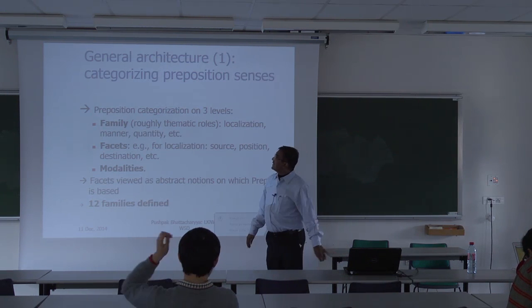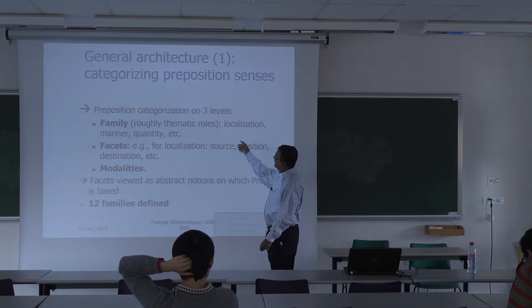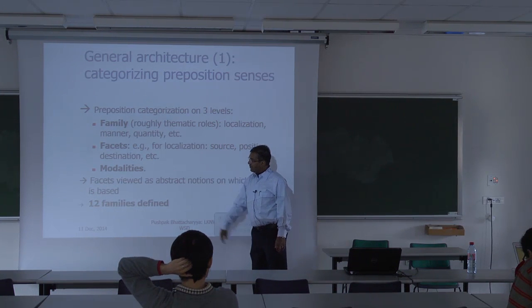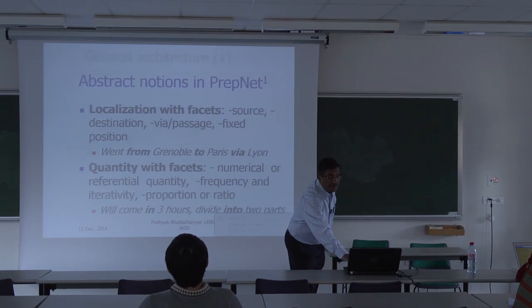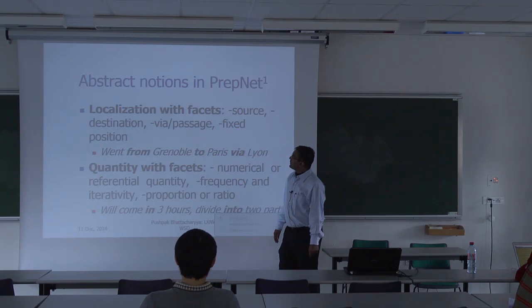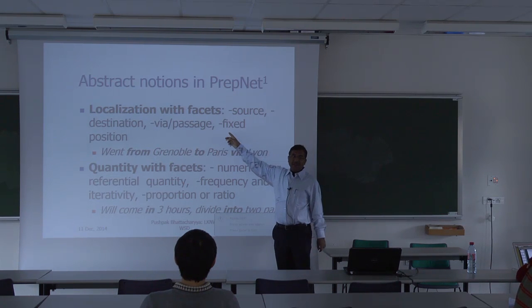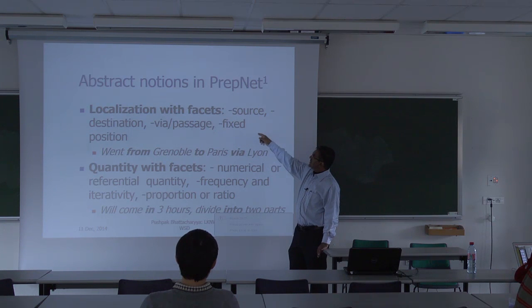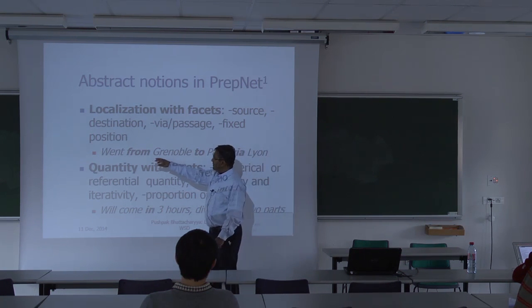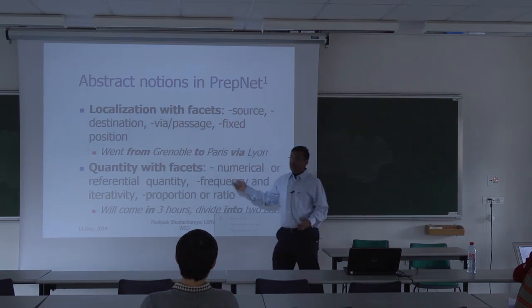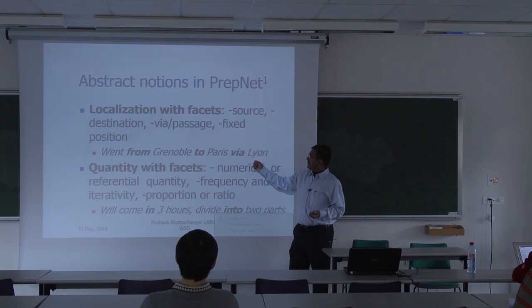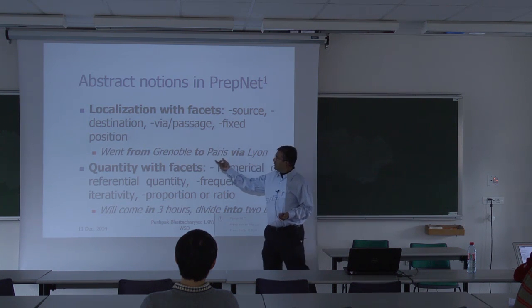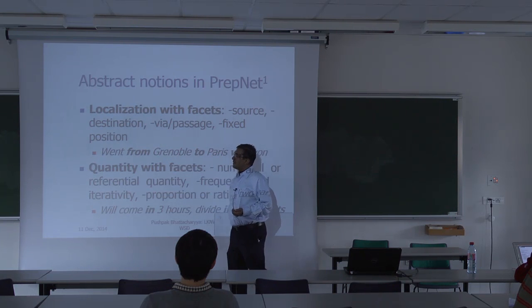So, in the general architecture, a preposition is categorized into 3 levels: family, facet, and modalities. 12 families are defined. The most important part is what is called the abstract notion. So, localization is an abstract notion, and it has facets like source, destination, via, fixed position. If I take the prepositions from and to, they are localization prepositions. So, went from Grenoble to Paris via Lyon. Here the via facet is Lyon, the destination facet is Paris, and the source facet is Grenoble.